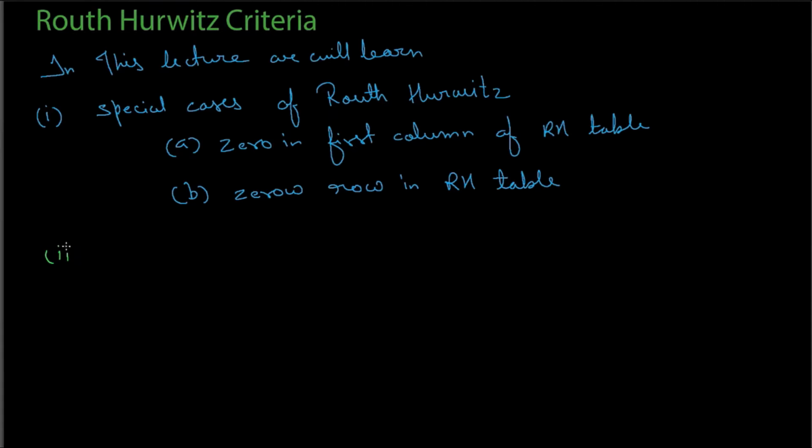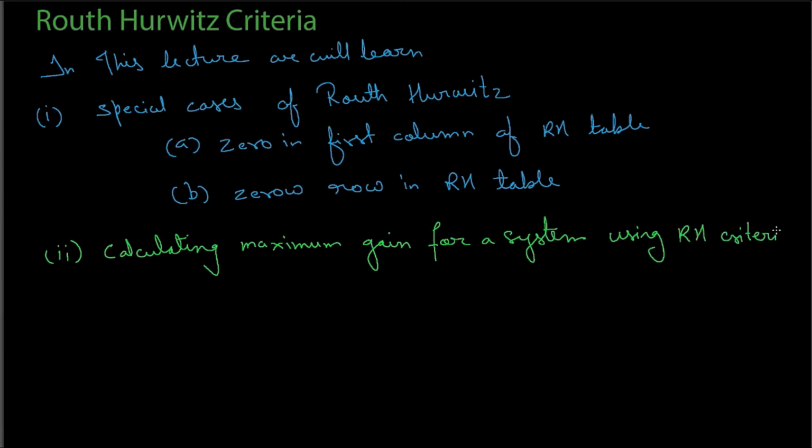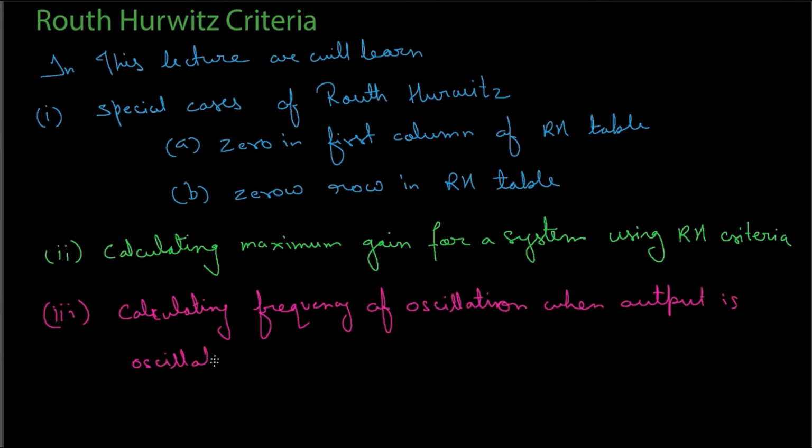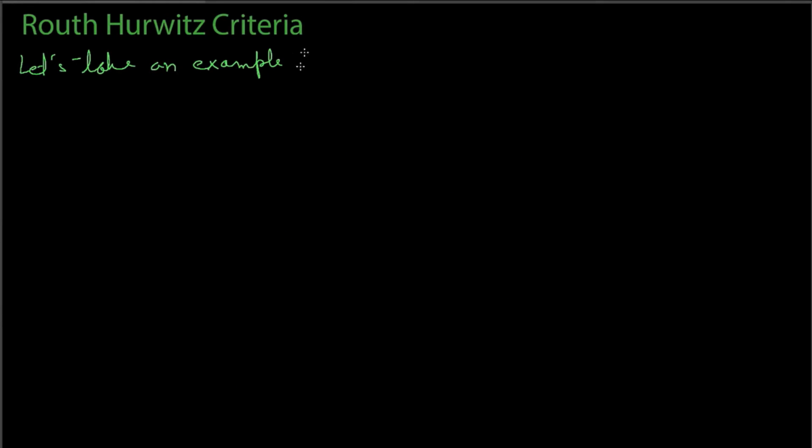In this lecture, we will be calculating the maximum gain for a system using RH criteria. This gain will be the gain for which the system does not become unstable. And third, we will be calculating the frequency of oscillation when the output is oscillating. Now moving forward in our lecture, we will see how to calculate the gain value of a system.